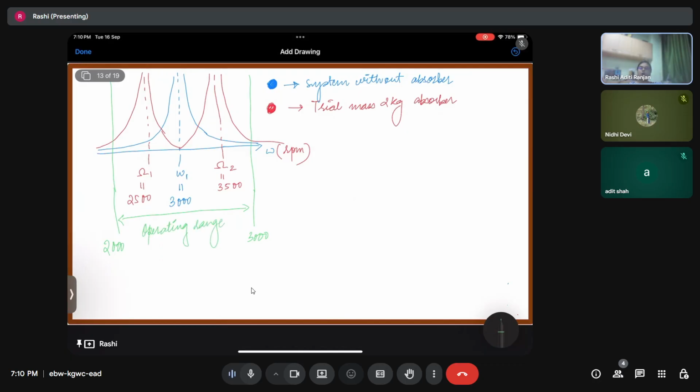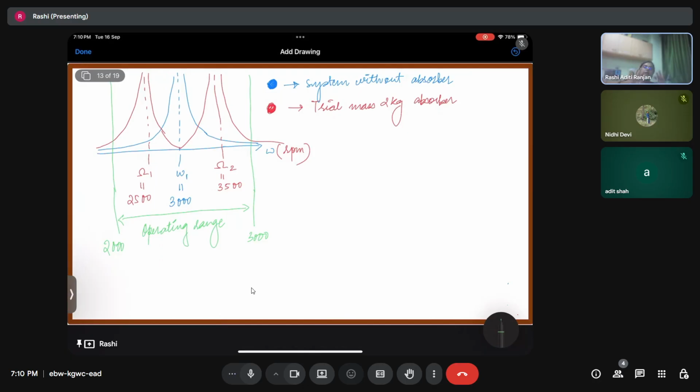This is the operating range. Now the problem is that for the operating range, I have two frequencies that are actually the natural frequencies of the system, right? So if I don't keep these frequencies out of the operating range, I'm definitely going to suffer with violent vibrations at these two frequencies.